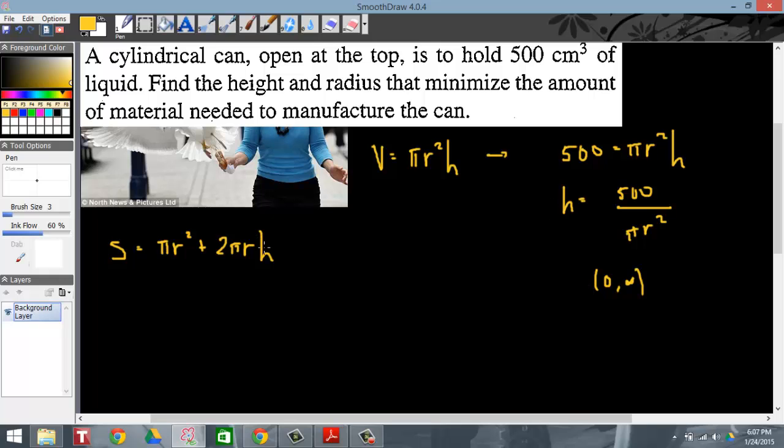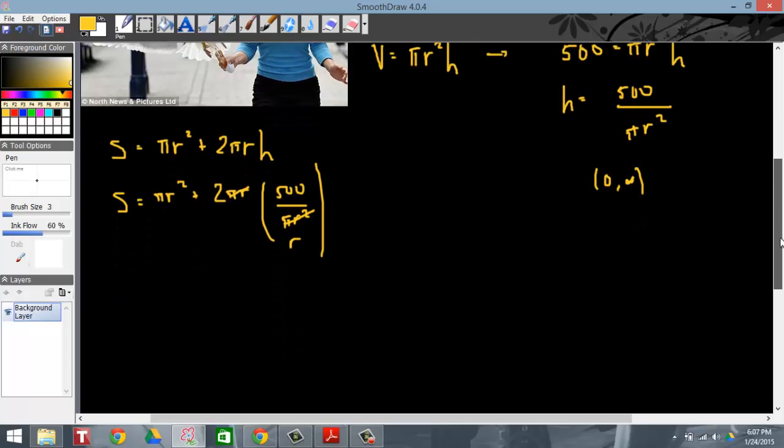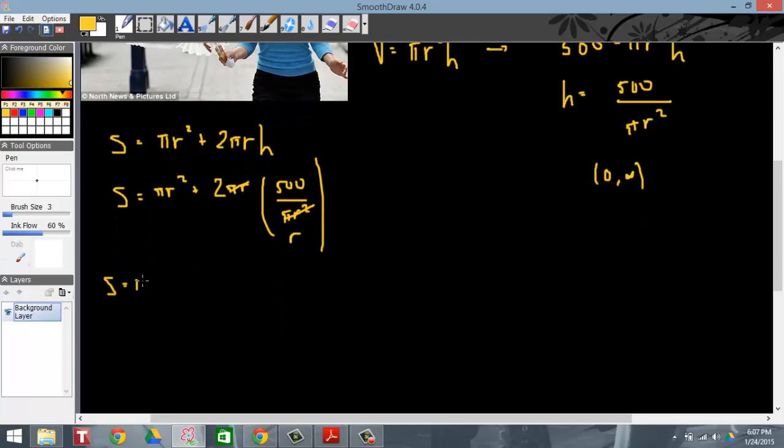So I'm going to take the height and reposition it into the height of this formula here. So I get surface area is equal to pi r squared plus 2 pi r times 500 over pi r squared. So now that everything's in terms of r, I can go ahead and cancel a couple of things. The pi and r are going to cancel with the pi and r squared here, leaving me with an r on the bottom. So my formula is going to be s is equal to pi r squared plus, I'm going to multiply this in, and I'm going to get 1,000, and technically I have an r on the bottom, but for derivative purposes, I'll go ahead and make it r to the negative 1, and that's a 2, just to be clear.